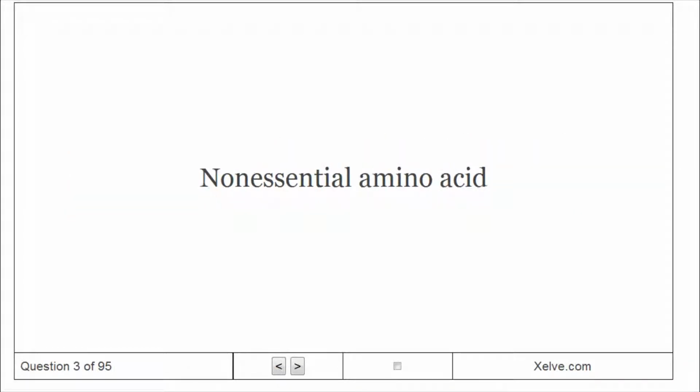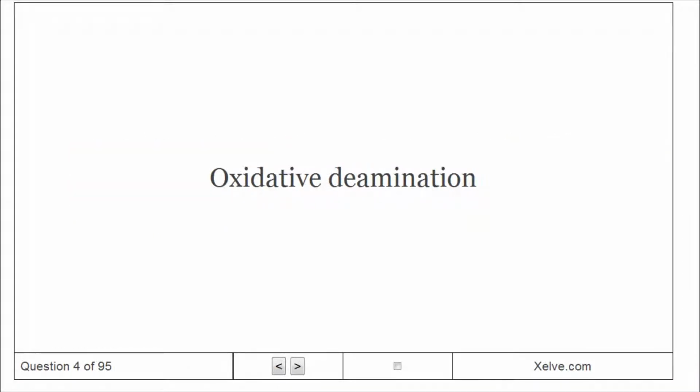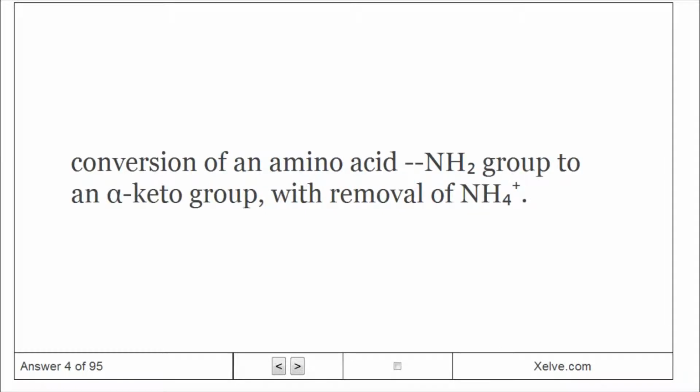Non-essential amino acid. One of 11 amino acids that are synthesized in the body and are therefore not necessary in the diet. Oxidative deamination. Conversion of an amino acid, NH group, to an alpha-keto group with removal of NH.